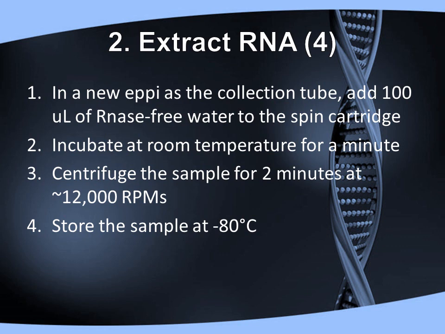The last set of steps in the RNA extraction process involved putting a new epi under the spin column as the collection tube, adding 100 microliters of RNase-free water to the spin cartridge and spinning that. After incubating it at room temperature for 1 minute and centrifuging, store the samples at -80 degrees Celsius if necessary.